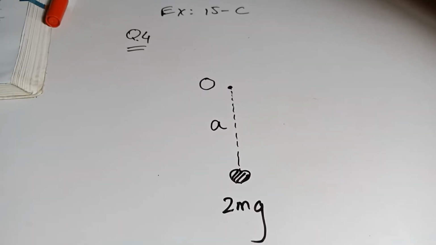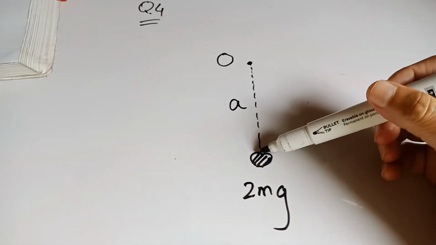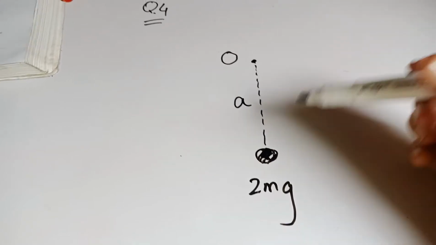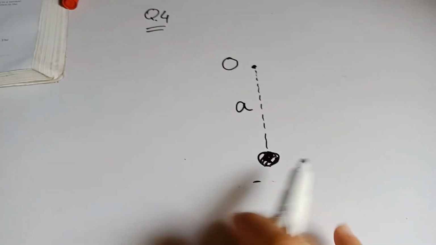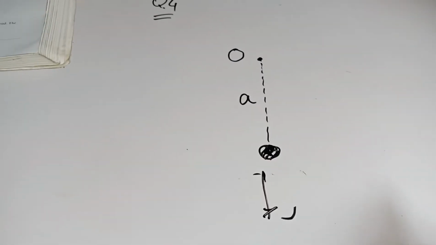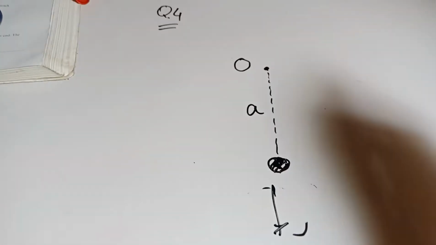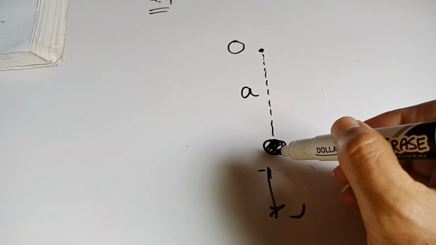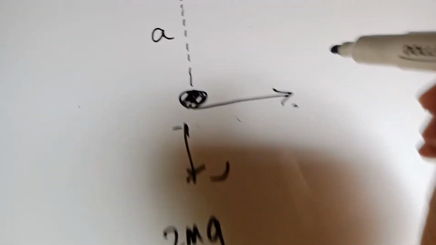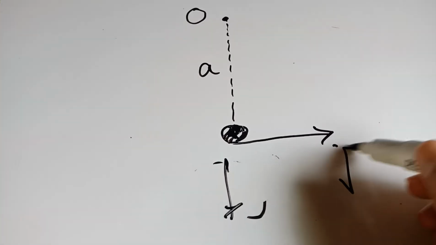Okay, now we move to the fourth question. Now we are given the situation is the same. This time the object has a mass 2m, so its weight is going to be 2mg. Let me show the weight like this. This is going to be 2mg, and the radius this time, the length of the string, is going to be a. Okay, and we have been told that it is given an initial speed of the square root of 7ga.